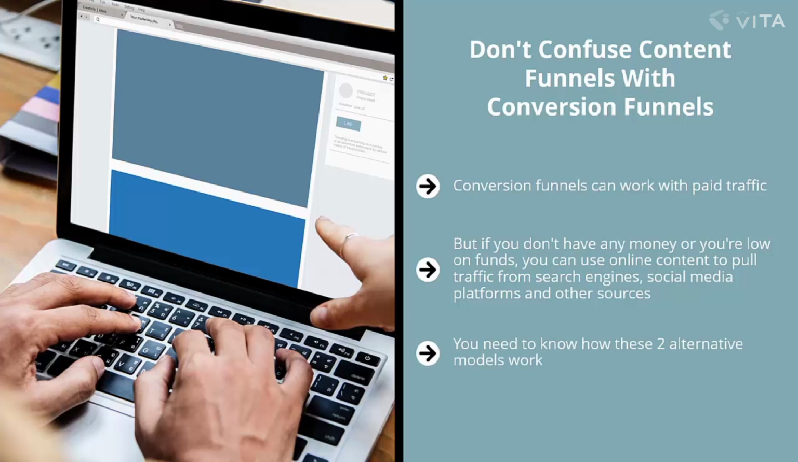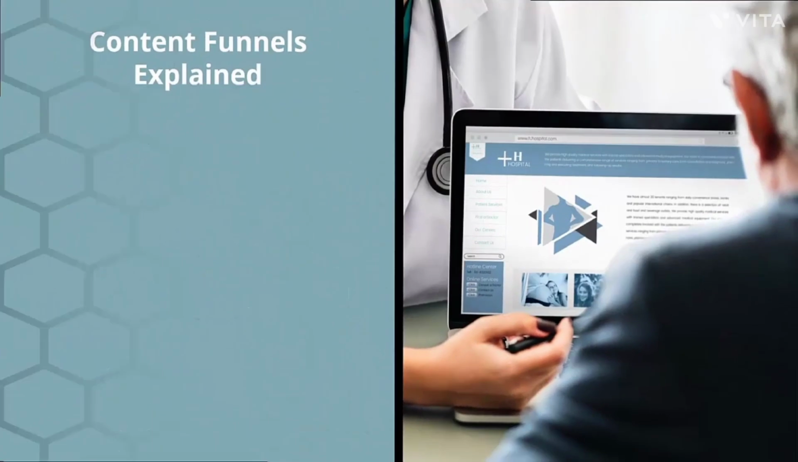You need to know how these two alternative models work. You can't confuse the two. If you think they're one and the same, then you're playing the game wrong, and it's no surprise that you are losing money hand over fist.